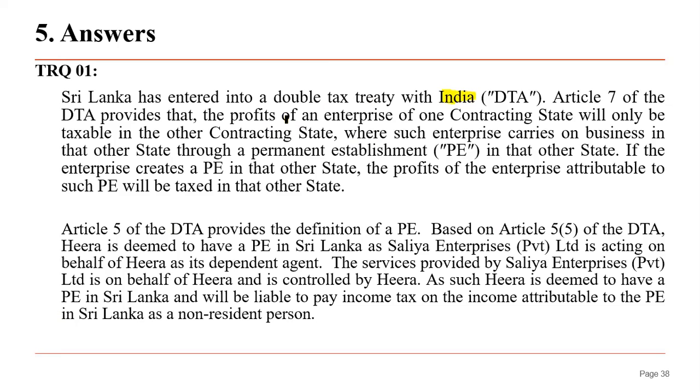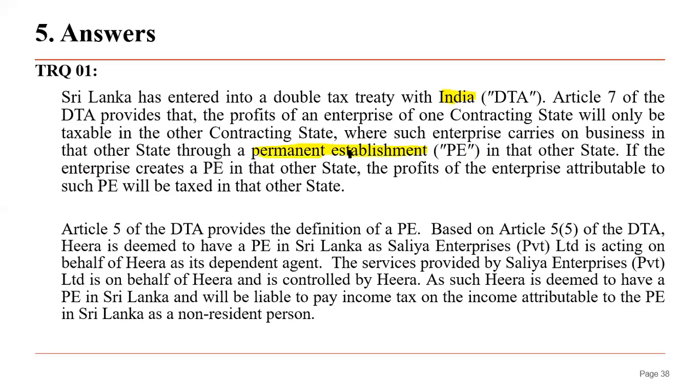Article 7 of the DTA provides that, for business profits, the profit of an enterprise of one contracting state will only be taxable in the other contracting state. The other contracting state means Sri Lanka, where such an enterprise carries on the business in that other state, through a PE.